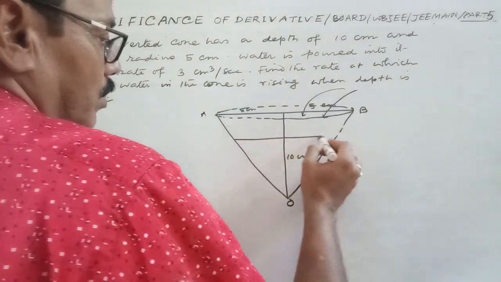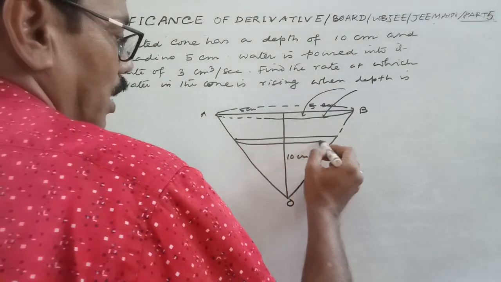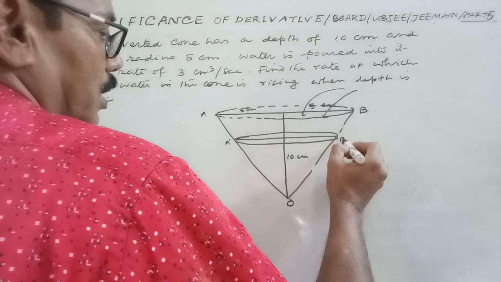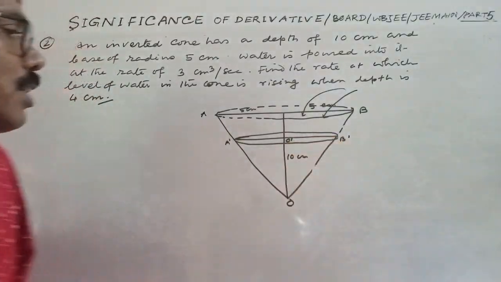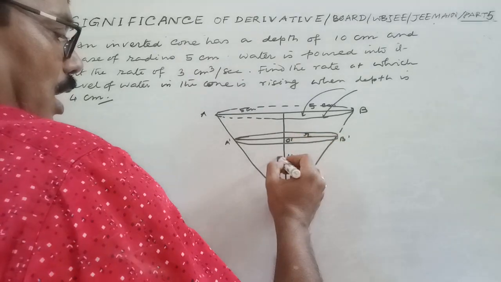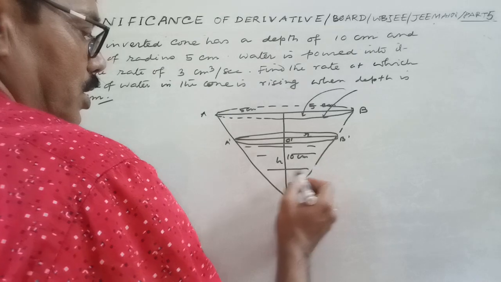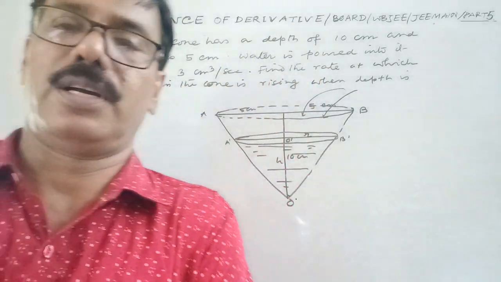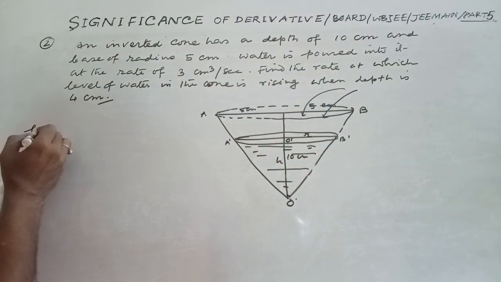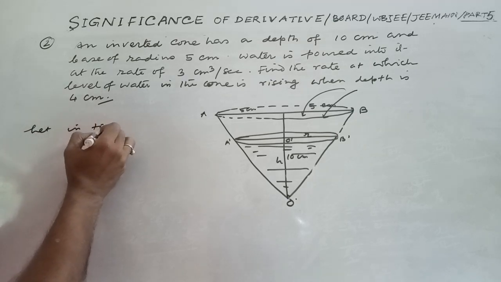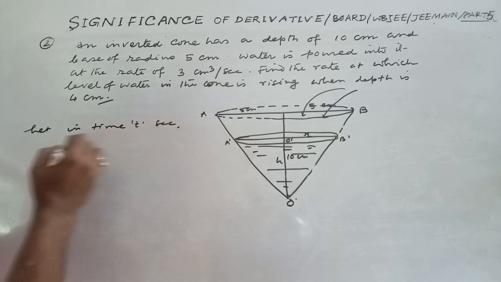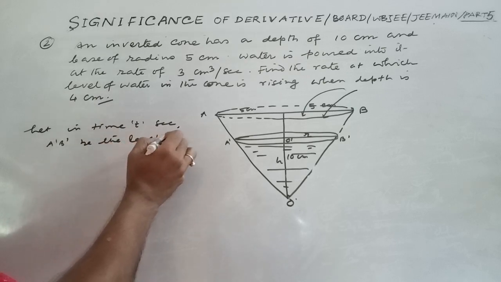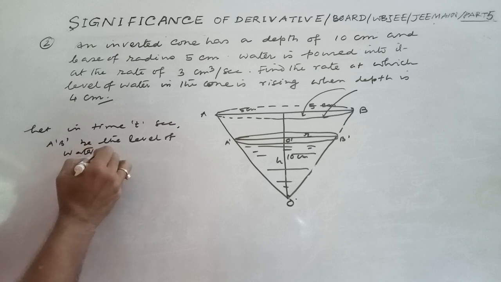Then after time t second, A dash B dash, the water surface. And suppose this is R and this is H. So this part is full of water. So you have to formulate the problem first. Let in time t second, A dash B dash be the level of water surface.